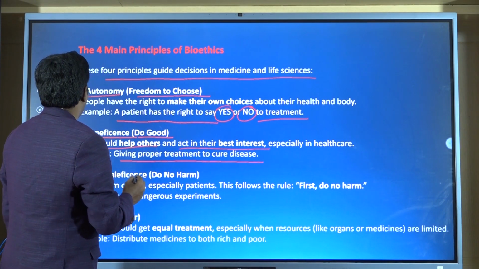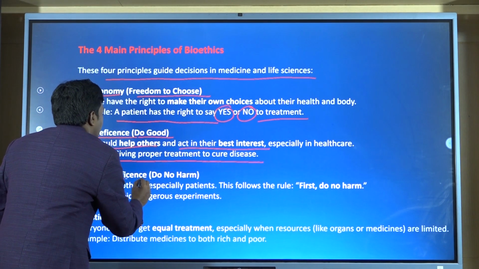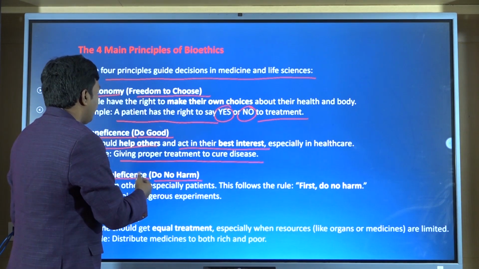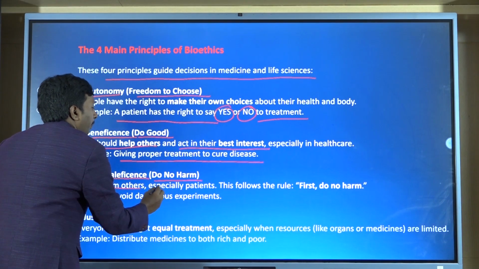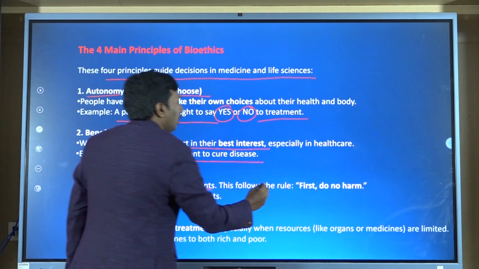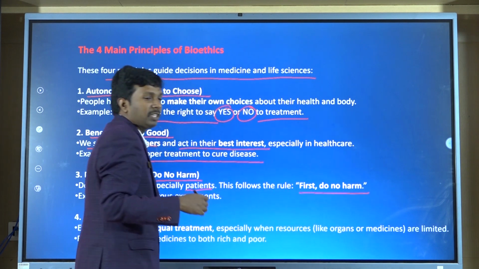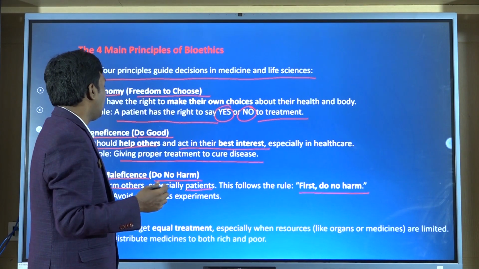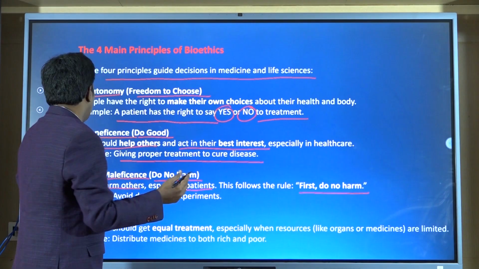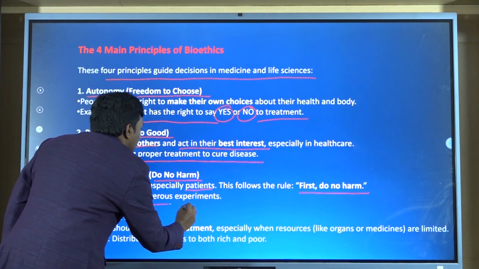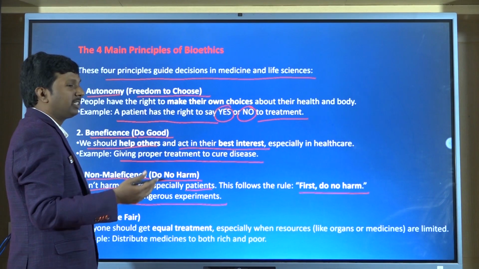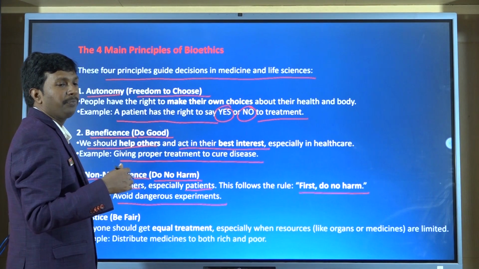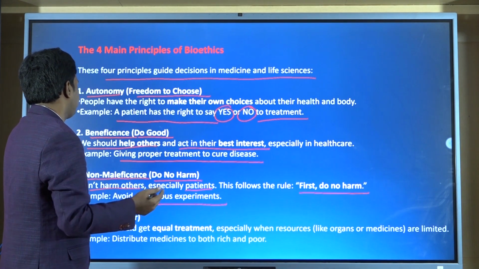Proper treatment. So third one is non-maleficence, like do not harm. We should not harm other people. Do not harm others, especially the patient. This follows the rule: first, do not harm. In the life science sector and medical field, we should not harm other people. For example, avoid dangerous experiments in the medical field or life sciences. We should not do dangerous experiments that harm other people.